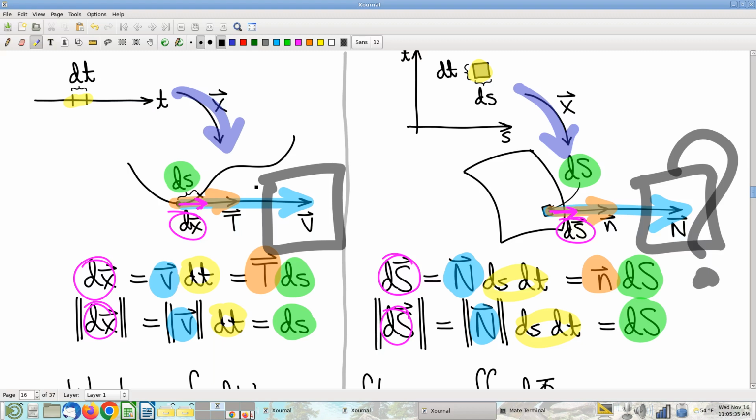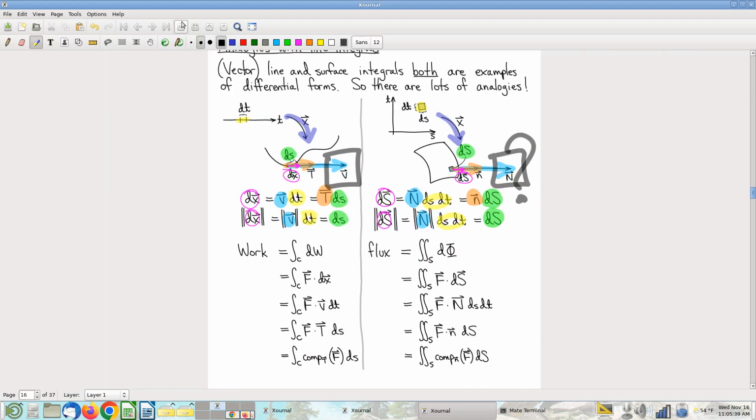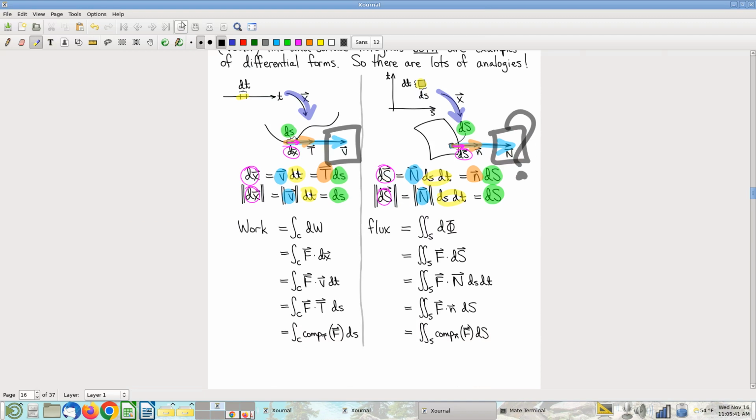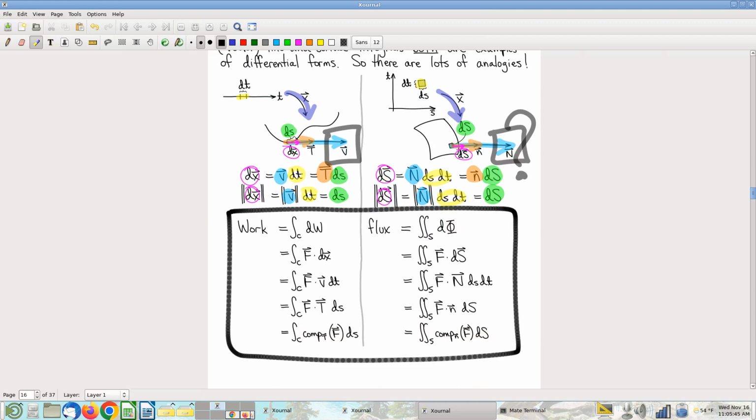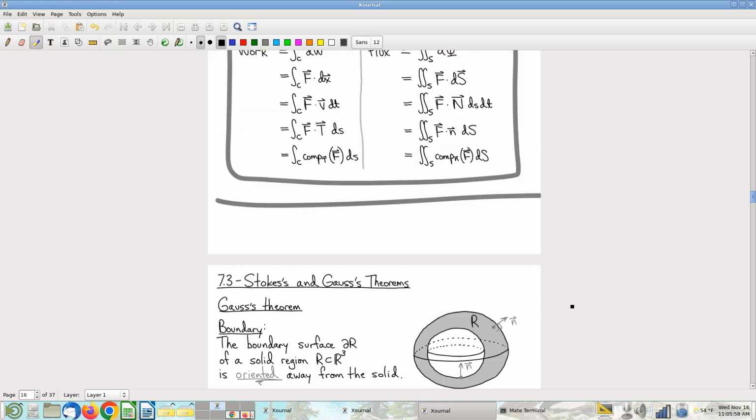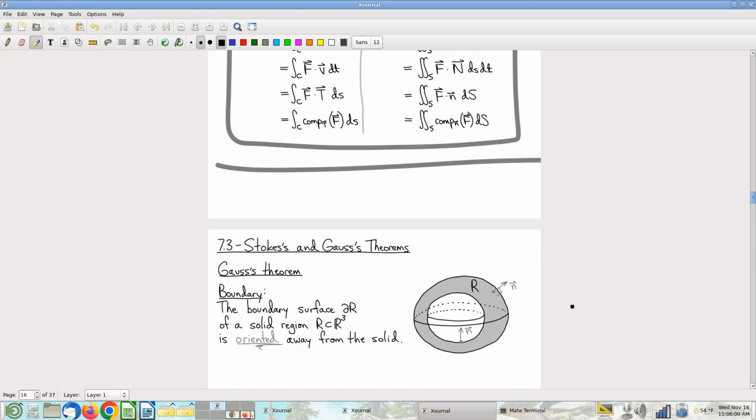So there's that. I am not going to continue the analogy coloring, fun though it is, down here. But if you were to keep coloring, you'll notice that with our various formulas for work integrals and flux integrals, the analogy continues in all these formulas as well. So, good place to draw the line. We did finish section 7.2.